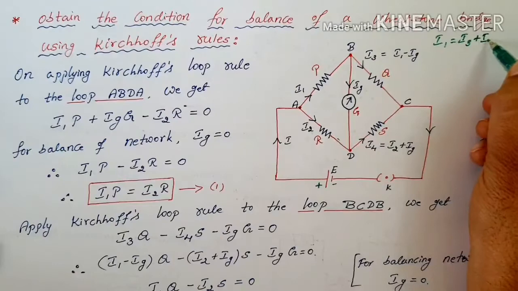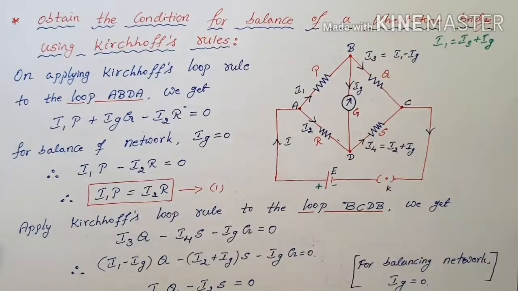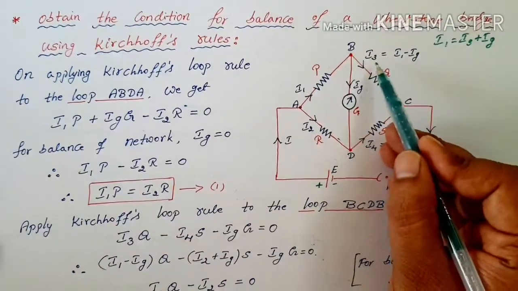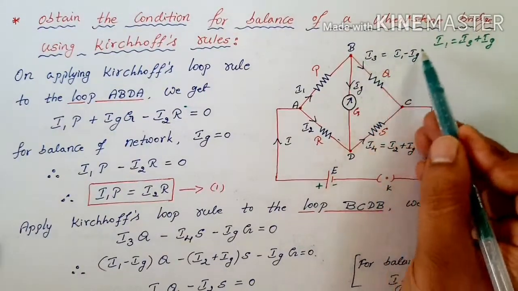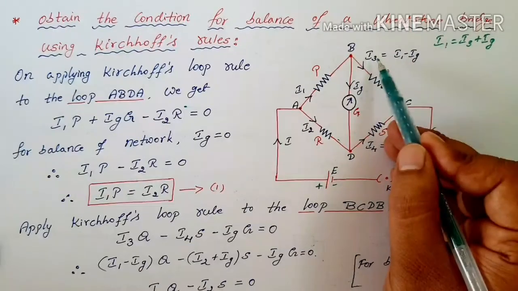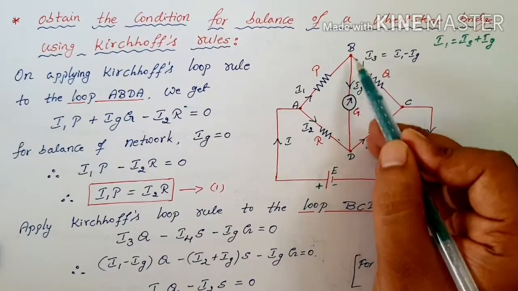I3 plus IG, this I can write. Therefore, I3 value becomes I1 minus IG, correct? By using this expression, I found out the I3 value. Yeah, this will happen at the junction B.